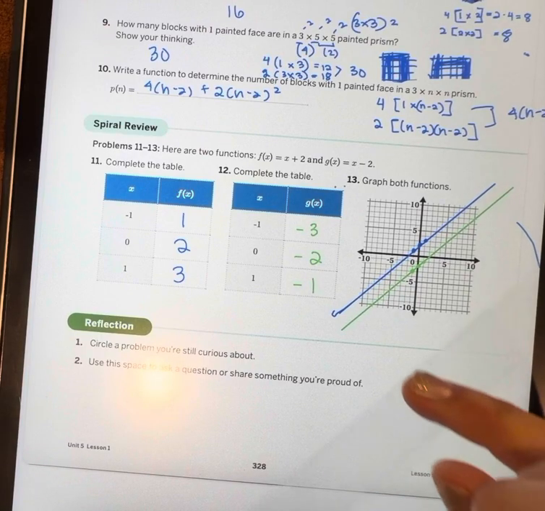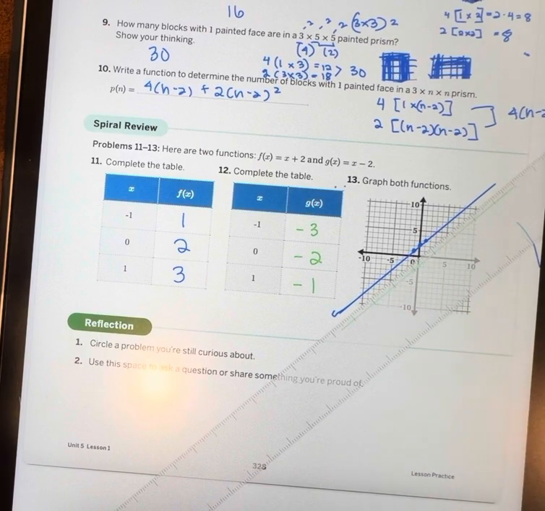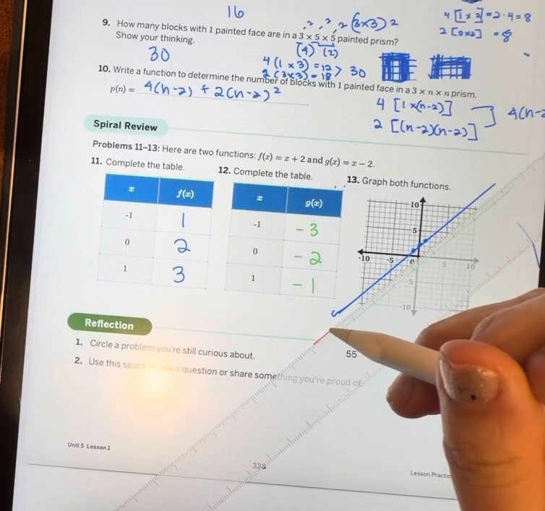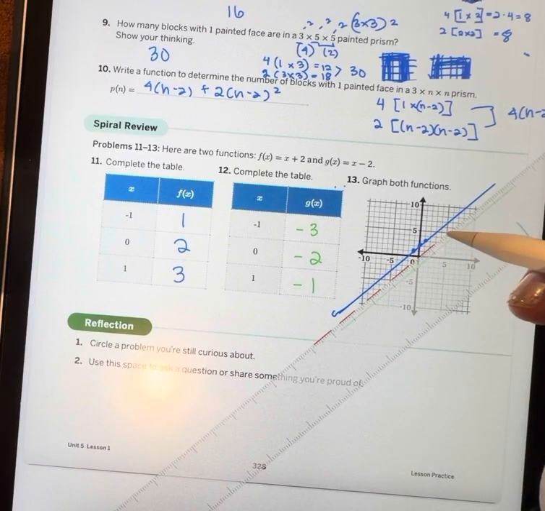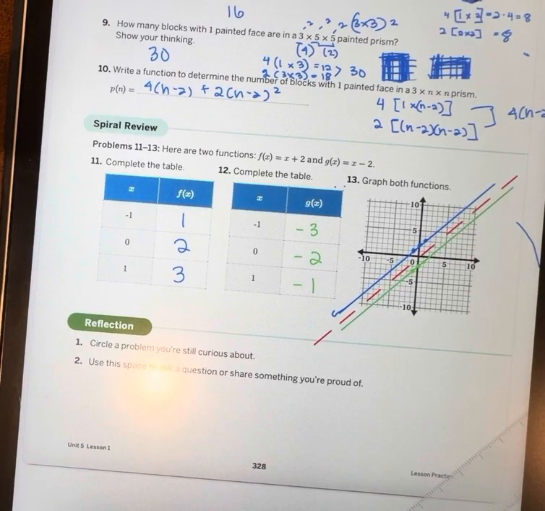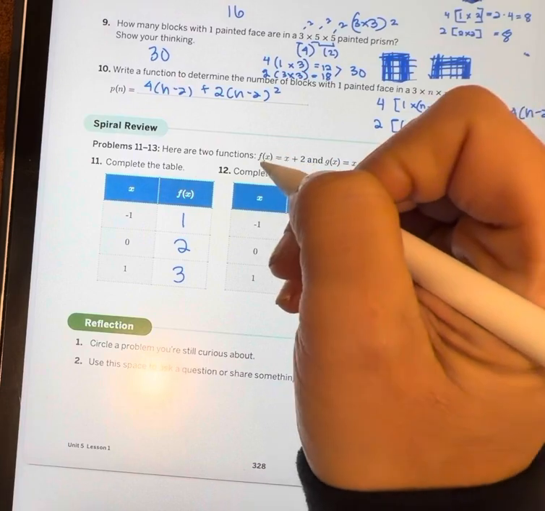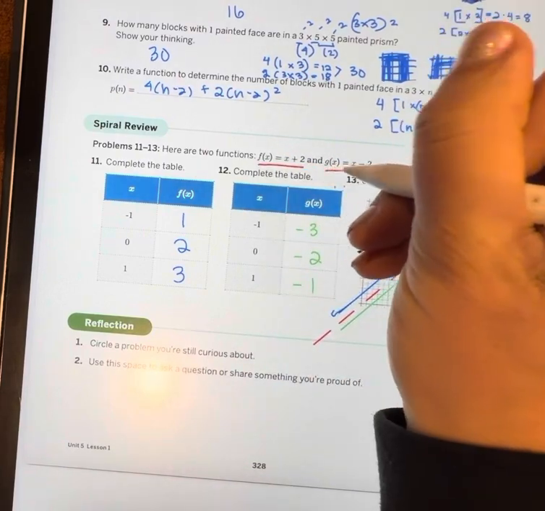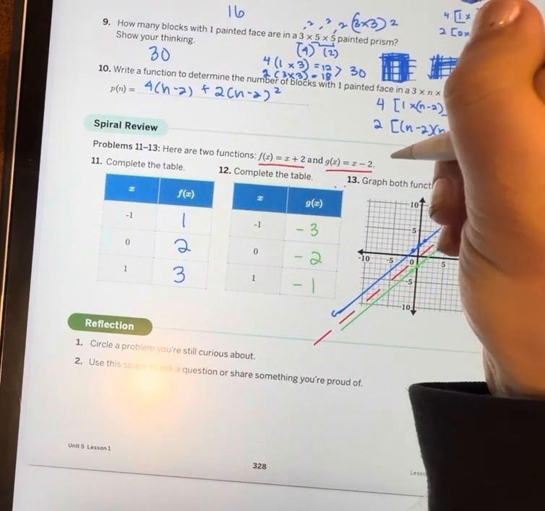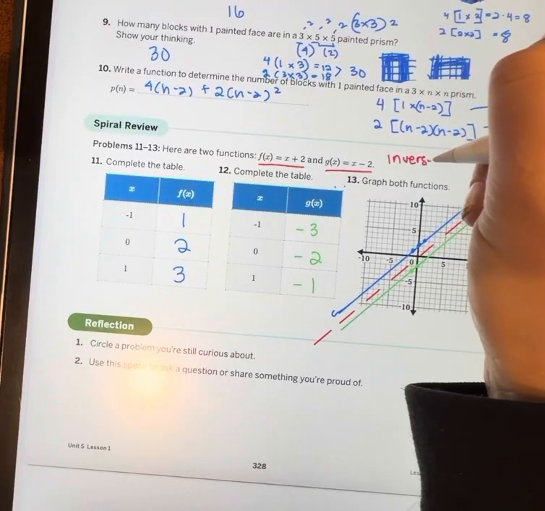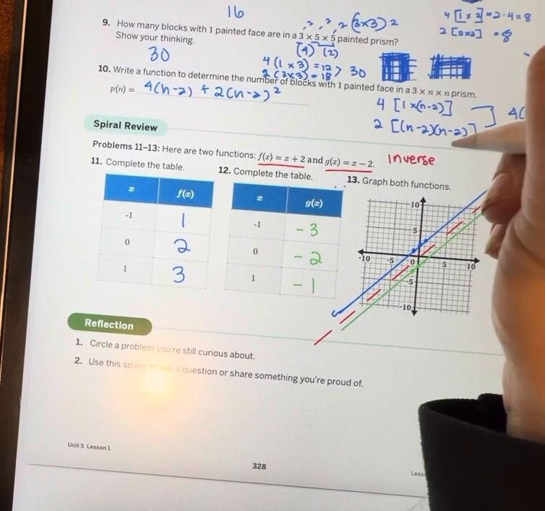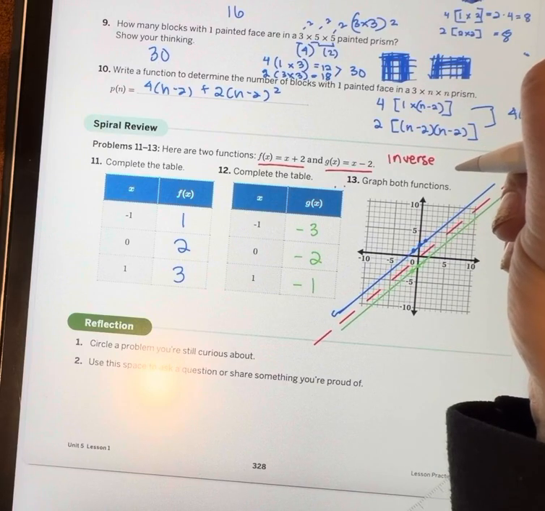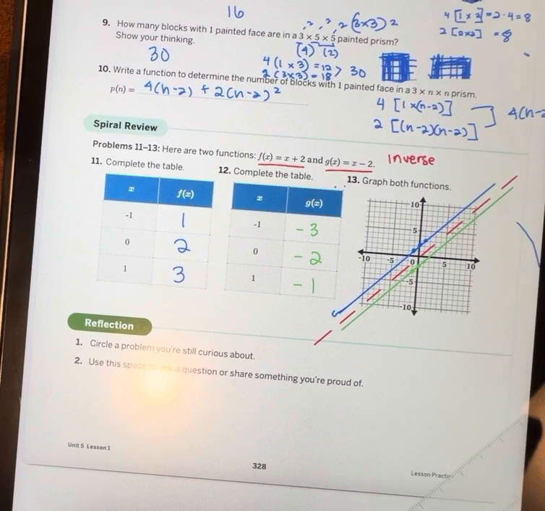I will bring up something. Why did the spiral review throw this in out of nowhere? There's usually a method to their madness. You may not remember, f of x equals x plus 2 and g of x equals x minus 2. These functions are actually inverses of one another. And we're going to dig into what that means and how we find them and all that kind of good stuff. But these are inverses.